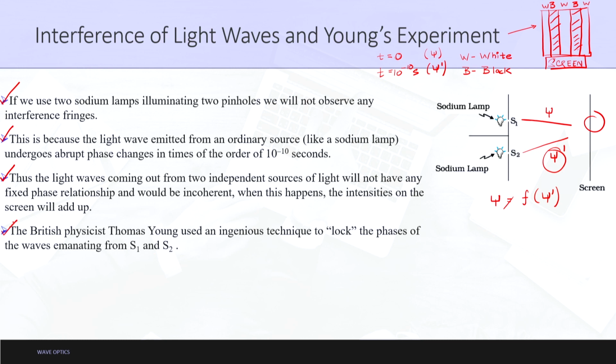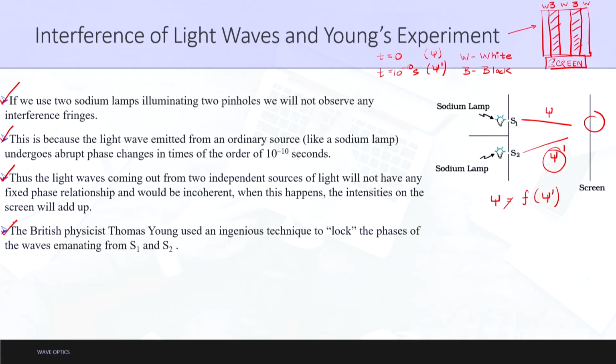What was the main importance of Thomas Young's experiment? There were two sources of light. These two sources were not a function of each other, not dependent on each other; that is, they are independent sources of light. Because they were independent, for the phase, let's say phi 1 for source S1 and phi 2 for source S2, there was no relation between this phase and this phase.